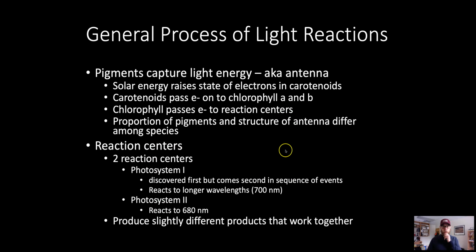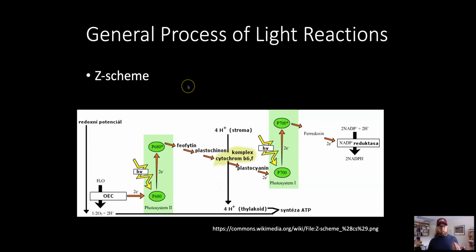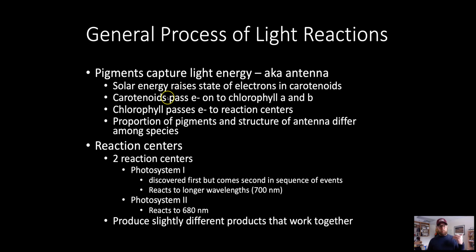Okay, so here's kind of those steps I just talked about. First, those pigments are capturing the light energy. Remember, we refer to those as antenna. The solar energy raises the state of electrons. They pass it on to different pigments. I gave some details on the types of pigments. And then it gets into those reaction centers, so either photosystem 1 or photosystem 2.